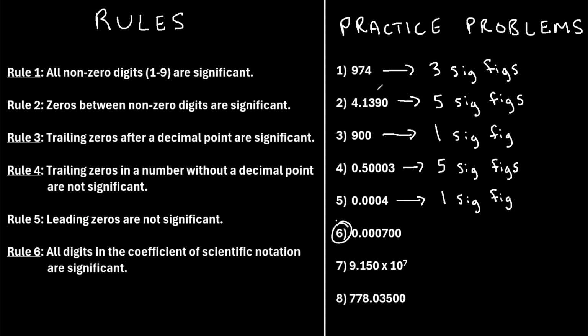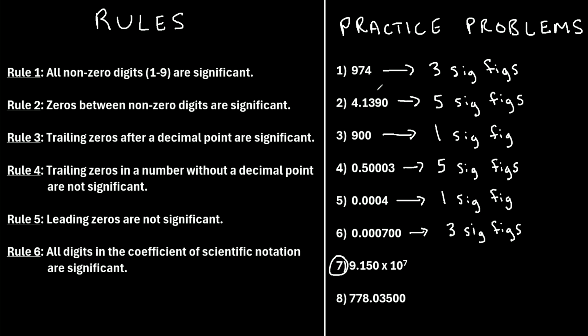All right, let's check out example number 6. We have 0.000700. So we know the 7 is significant because it's non-zero. What about all of these leading zeros right here? Well, again, rule 5 says leading zeros are not significant. So none of these leading zeros are significant. And what about these last 2 zeros right here, these trailing zeros? Well, rule number 3 says trailing zeros after a decimal point are significant. So again, these 2 zeros are after the decimal point, so they are both significant. So this value has 3 significant figures.